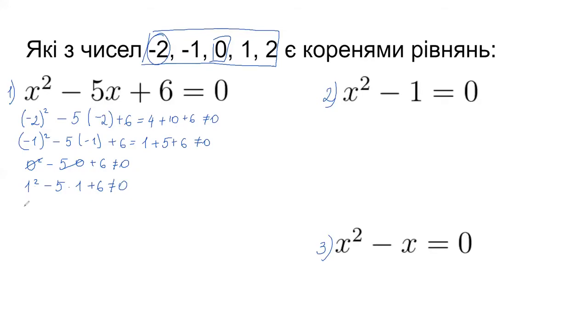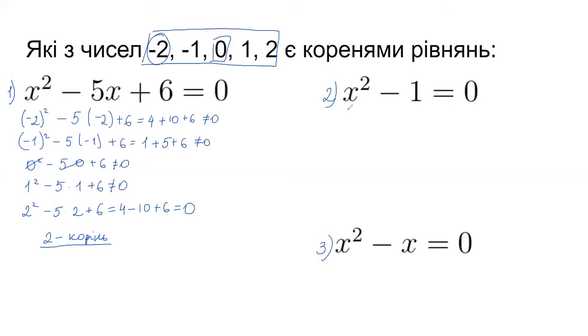And the last one, 2. So 2 squared minus 5 times 2 plus 6. 2 squared would be 4, minus 5 times 2 is minus 10, and plus 6. So 4 plus 6 is 10, 10 minus 10 is 0. Ta-da! We get our root. So 2 is actually one of our roots. So let's check the second equation, x squared minus 1 equals 0.